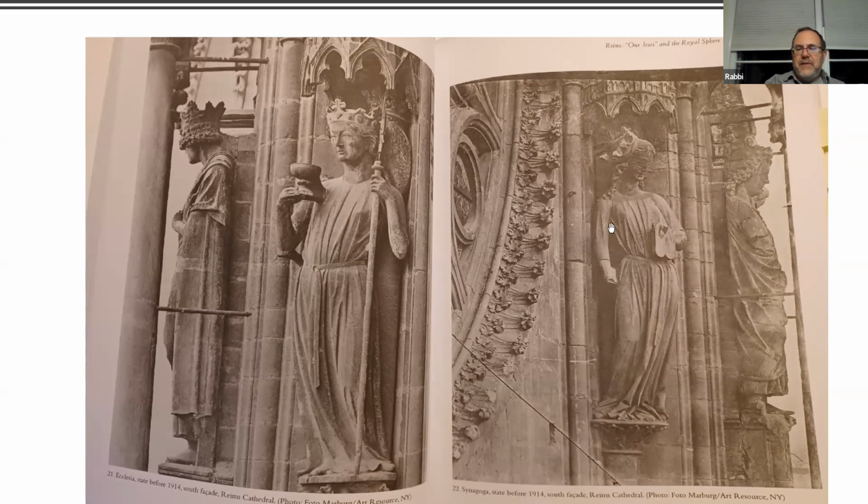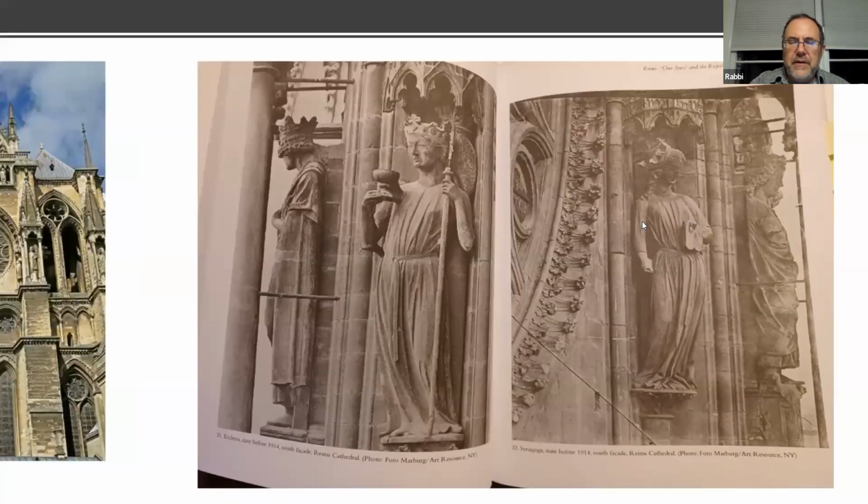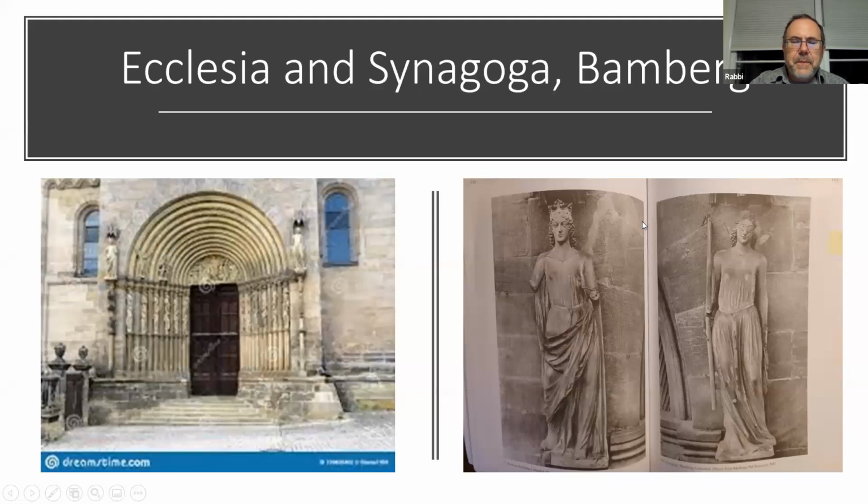So the argument that Professor Rowe makes is that this sculpture basically is meant to put the Jews back in their place in the same way that the burning of the Talmud is meant to put the Jews back in their place. And that's where we're seeing a transition in the art of the 13th century, that it's not just that synagoga has a role next to ecclesia, but it's a derogatory role. It's a role that she has surpassed, that she is blind, which we saw also in Bamberg.